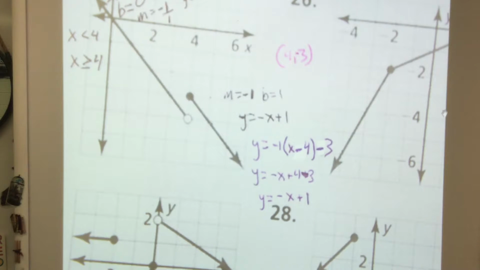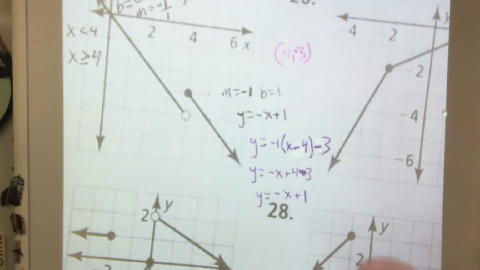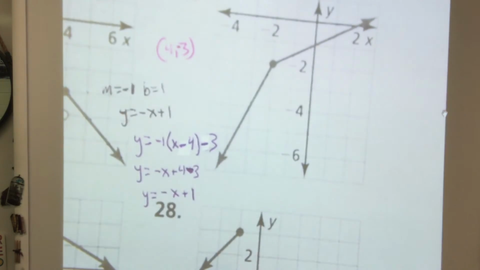Okay, so as long as you don't do any arithmetic errors like Miss Stallings did, you'll be fine. You guys know I give partial credit.